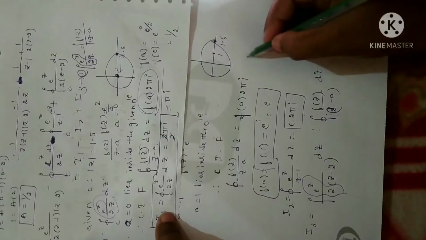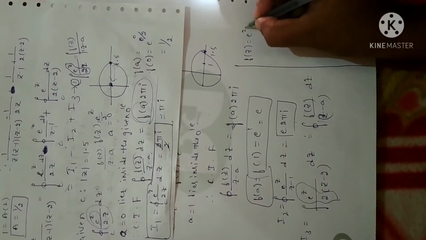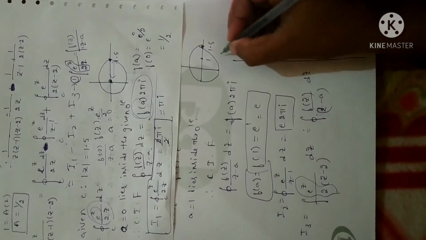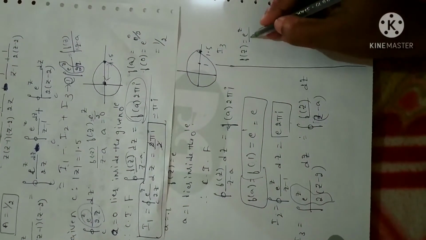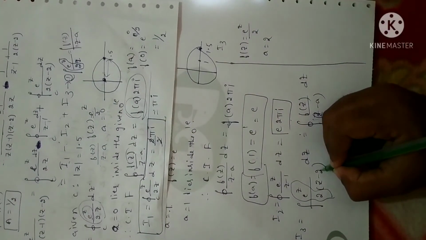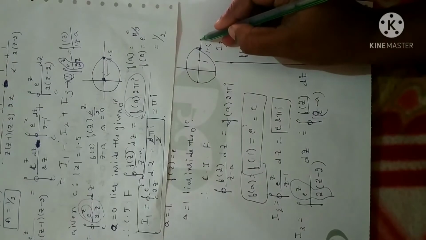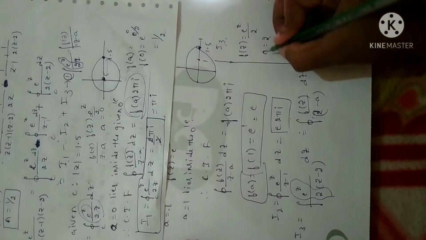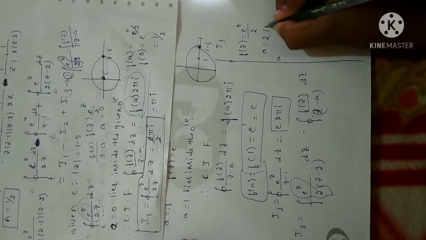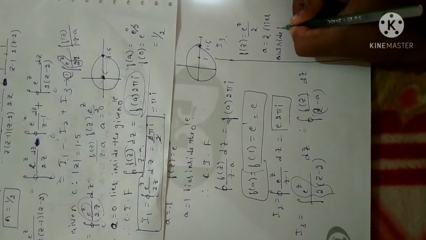So let me make a list here. So f of z is equal to e power of z by 2, for I3 I am solving. Fine. So e power of z by 2 and a is equal to 2. And you can clearly note that the circle is of radius 1.5. So a is equal to 2 clearly lies outside the circle. Right. So a is equal to 2 lies outside the circle.